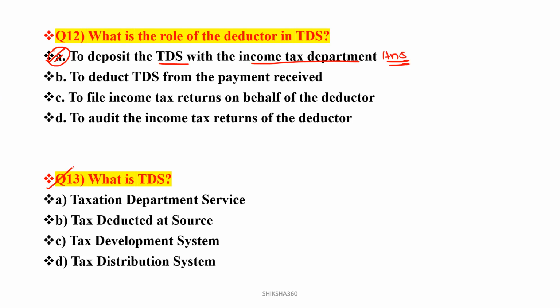Now move to the next question. Question number 13: TDS, we have already discussed, is tax deducted at source. So option B will be the answer here.